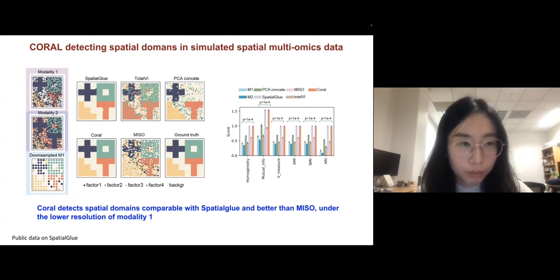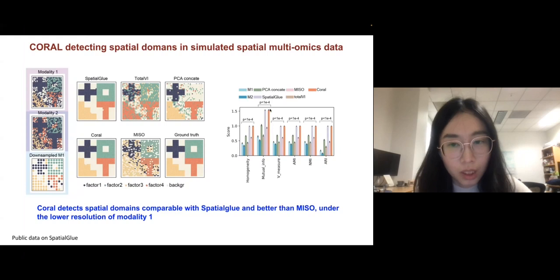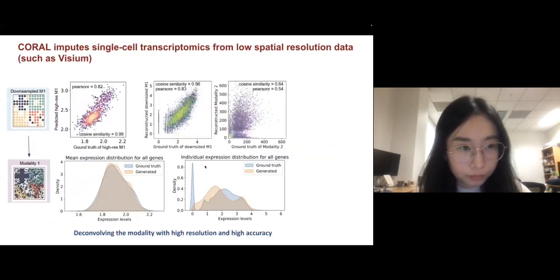We will downsample modality 1. We will have a lower version, but by integrating modality 2 and the downsampled modality 1, we are able to get very similar and comparable results with SpatialGlue. This is also shown from here in the scores, which are much clearer, indicating their accuracies.